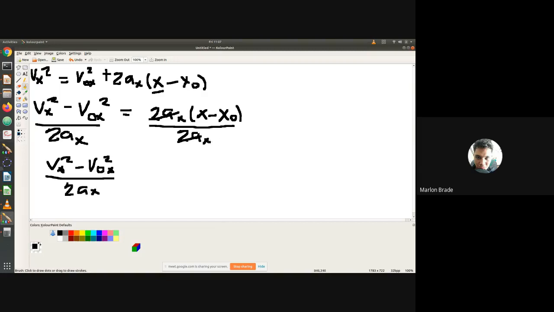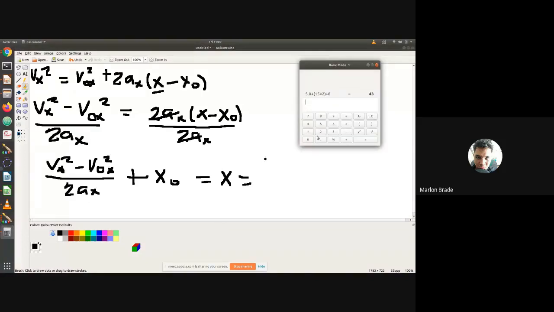So nabilin nga x naught diri, di ba? So ako na lang i-plus og x naught. So this is equals to x. Okay, so masolve na akong x. So ang x is equals to pila among vx? Vx is given nga 25. So 25 squared, pila 25 squared? 25 times 25, so that is equals to 625.